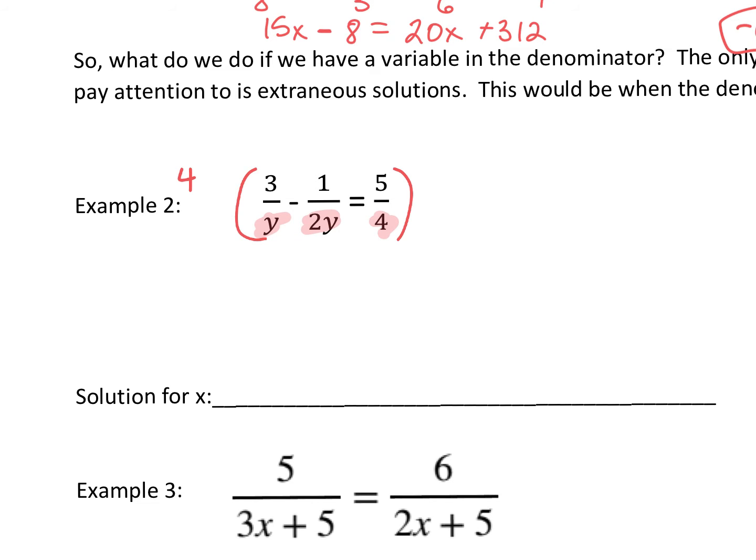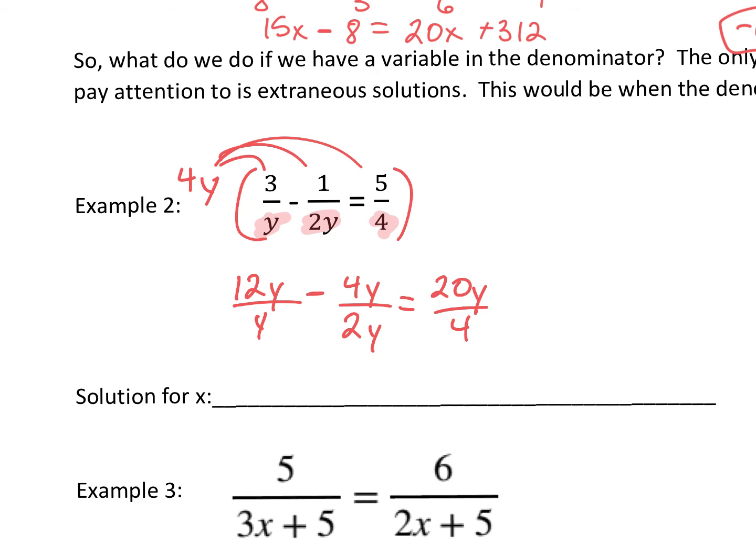What variable do I have? Y. Just y to the first. No y squareds or y thirds. Just a y. So just a y is all I need. And that's it. That's my common denominator. So now I'm doing that exact same process. I'm multiplying by every single term, just the top. So 4y times 3 is going to be 12y over y, minus 4y times 1, 4y over 2y, and 4y times 5.